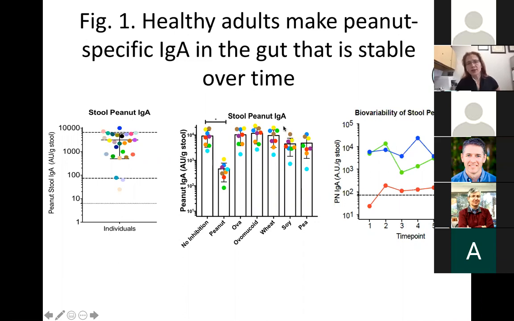And so this argues that there's a high degree of specificity, which is actually different than what people have seen for IgA to bacteria, for example. Those IgAs often can be what are called cross-reactive and broadly binding different kinds of molecules.